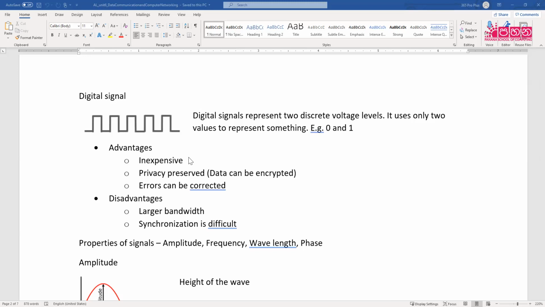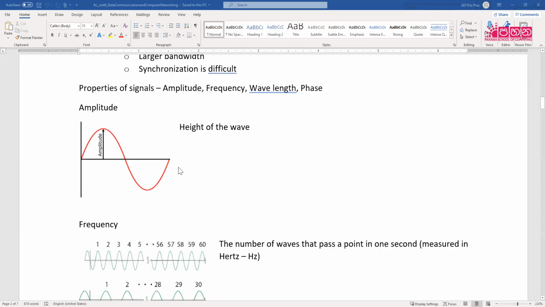Then there are disadvantages. Again, you need more bandwidth, you need more space, the amount of data to transmit the message. And synchronization, right? When you want to merge or synchronize one into another, it will be difficult, right? Now that's about generally the two types of signals.